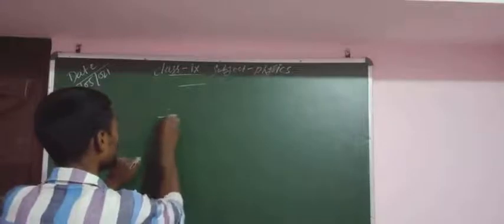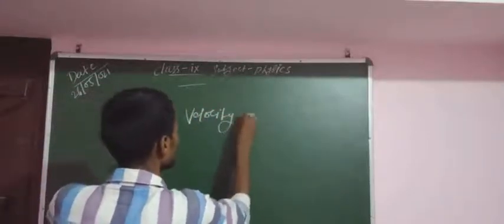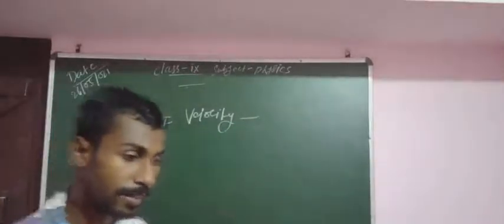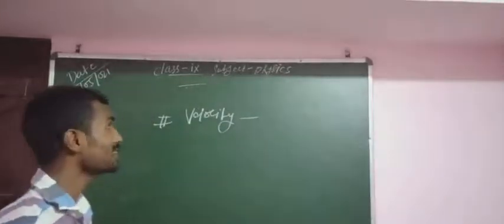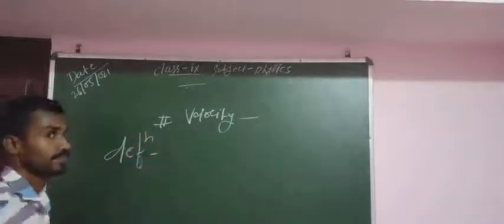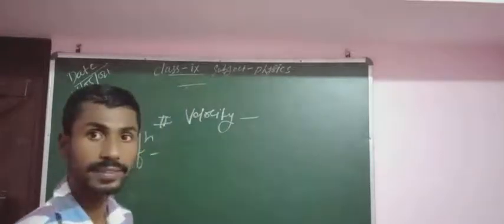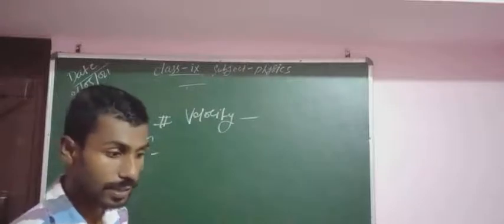Second topic is velocity. What is velocity? First of all we will define velocity, after that we will discuss further. The second topic is velocity. So first of all we will write the definition of velocity. Velocity is defined as the ratio of change of displacement by time taken.